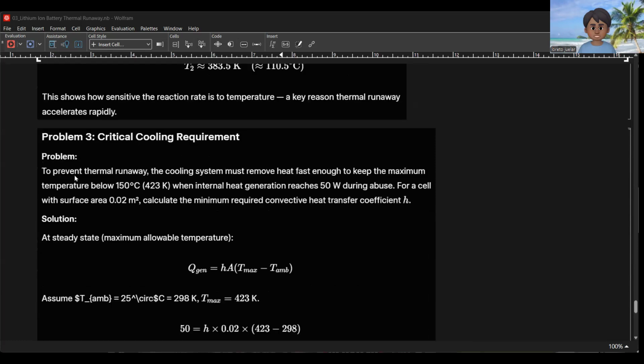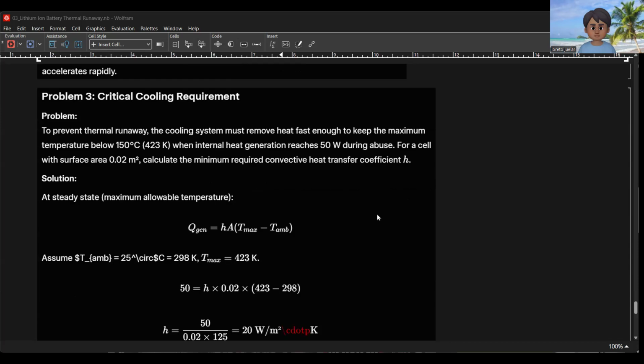We have the third problem here. To prevent thermal runaway, the cooling system must remove heat fast enough to keep the maximum temperature below 150 or 423 Kelvin when internal heat generation reaches 50 watts during abuse. For a cell with a surface area of 0.02 meters squared, calculate the minimum required convective heat transfer coefficient H.